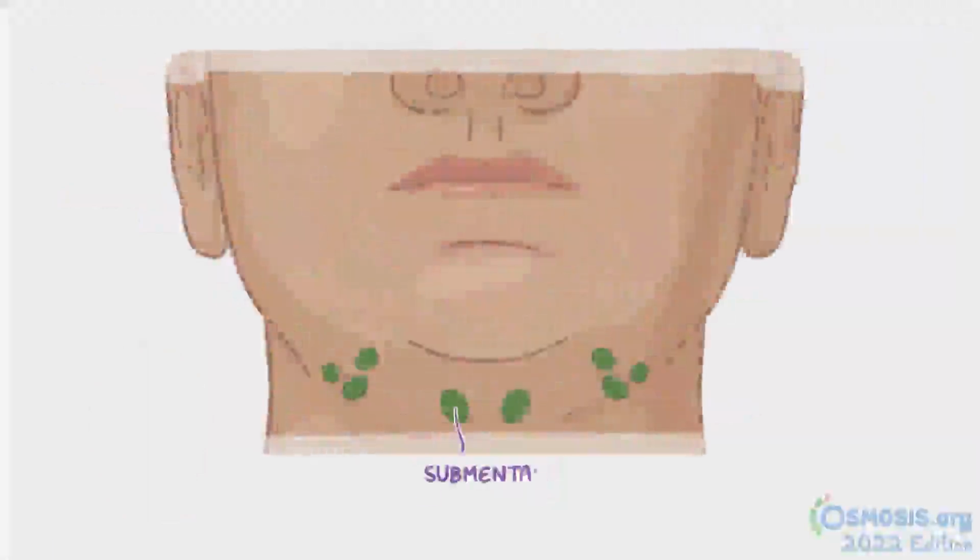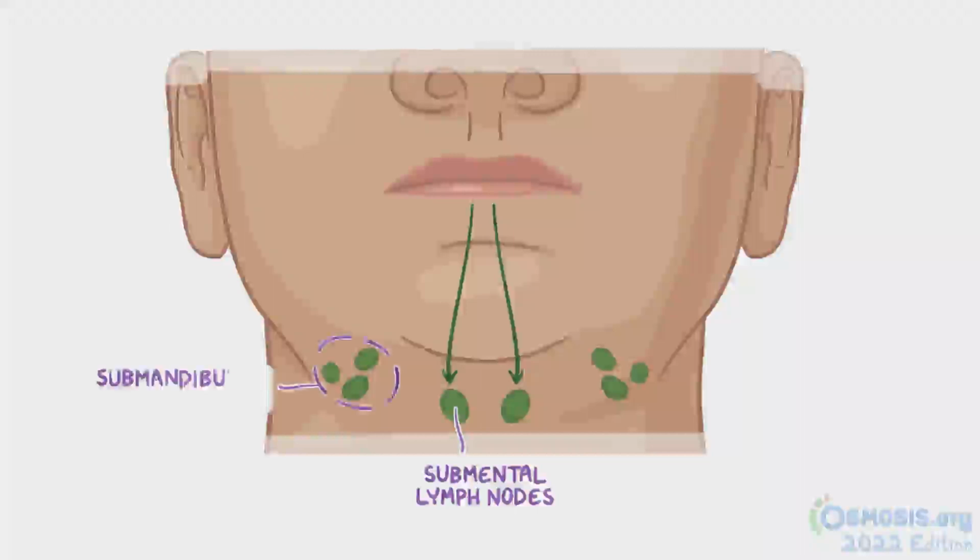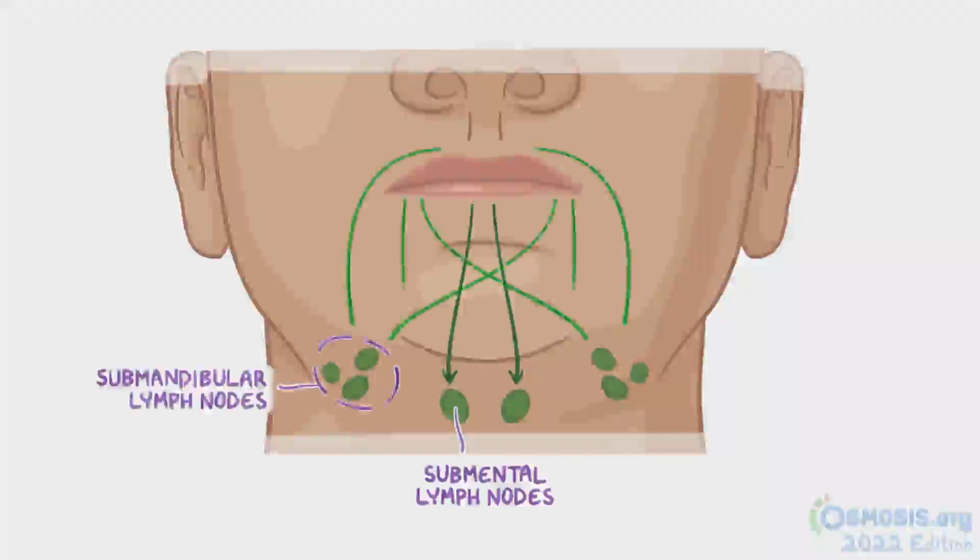Finally, the lip's lymphatic drainage goes to the submental lymph nodes for the medial part of the lower lip, and to the submandibular lymph nodes for the upper lip and the lateral parts of the lower lip.